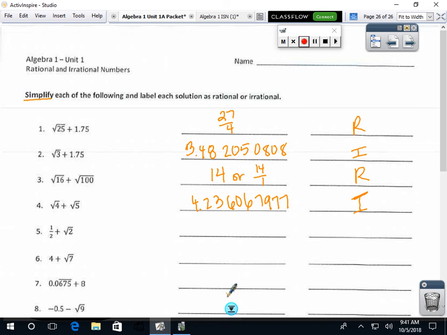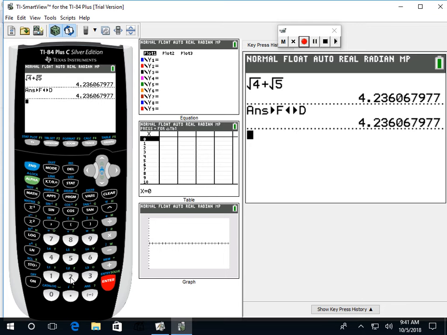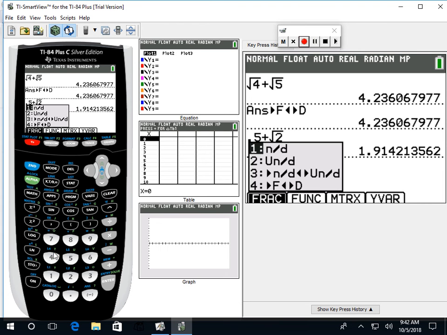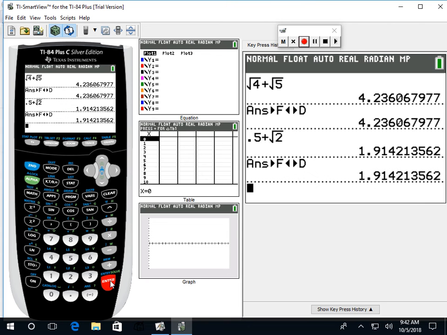All right, number 5, 1/2 plus the square root of 2. Now, I don't want to take the time to type in 1/2, not that it's that time consuming, but whenever you could type in something simpler like 0.5, feel free to. 0.5 plus the square root of 2 is that, and then if I try to turn it into a fraction by doing alpha y equals number 4, did it turn into a fraction? So that is irrational.